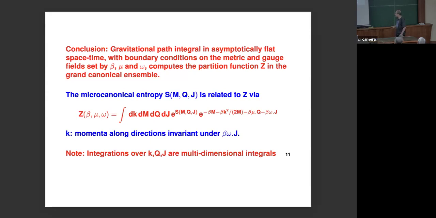Otherwise we have this formula, and here you had an e to the minus beta E. I have just replaced E by m plus k squared over 2m. You can include the higher powers of k, but it will not make a difference for the calculation we will be doing. So I have just truncated the square root of k squared plus m squared to the quadratic order.